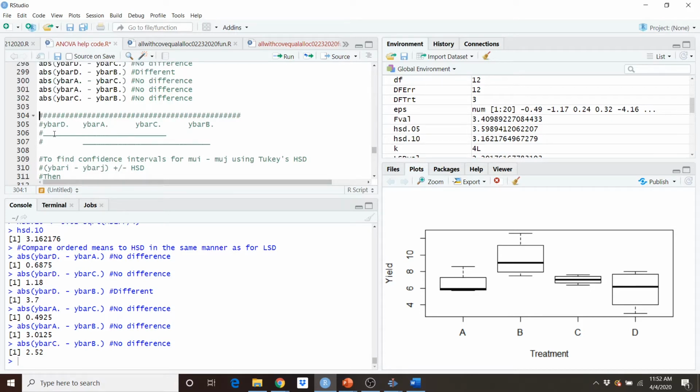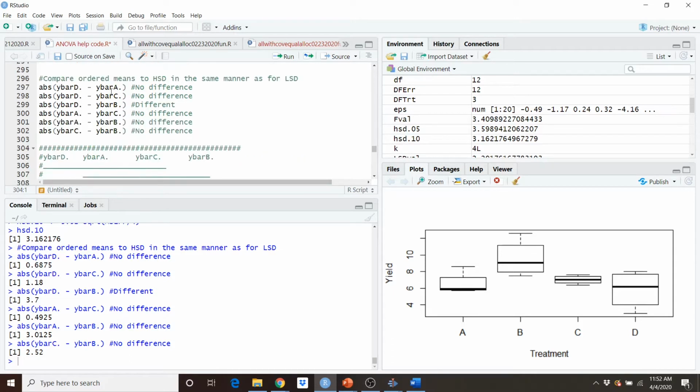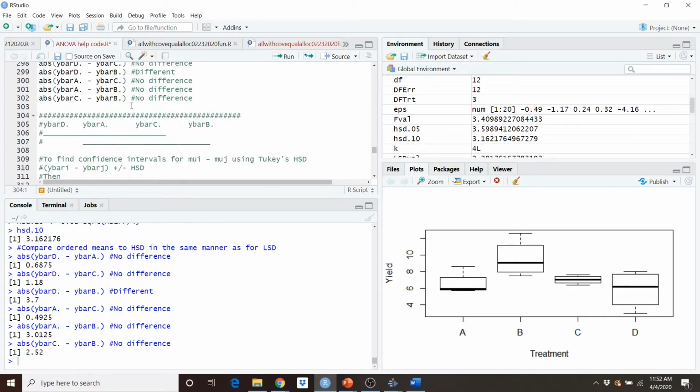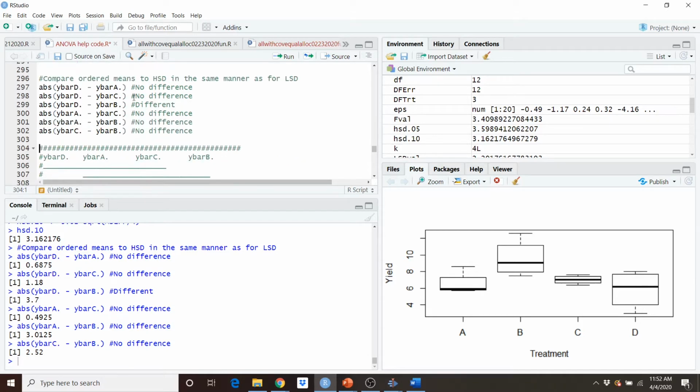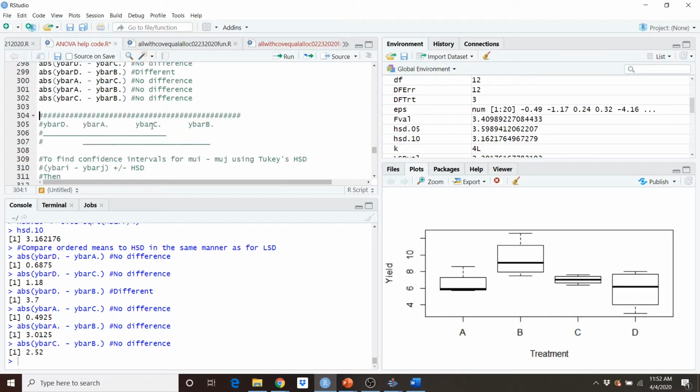Now, much like we did when we did our Fisher's least significant difference, we have arranged our means from least to greatest, and any underlined means are similar. So D, A, and C were similar. D and A, D and C, these are similar. Now, we look at A and C and A and B. We can see A and C and A and B are similar. However, D and B, these were different, and so they're not underlined.